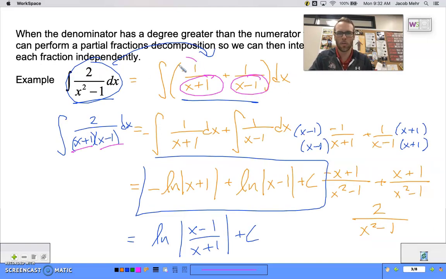Now, look at the numerators here. They're constants. One is -1, one's 1. We could have ended up with 3 and -5, or 22 and -99. But the numerator is a constant, and that's what we have to solve for. We know what the denominator has to be. We're going to have to solve for the numerator.